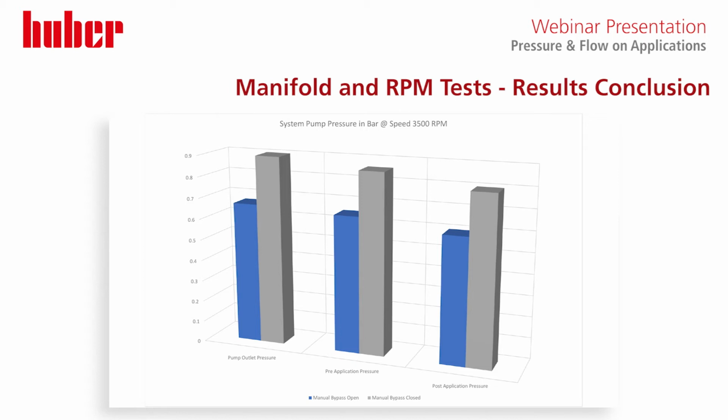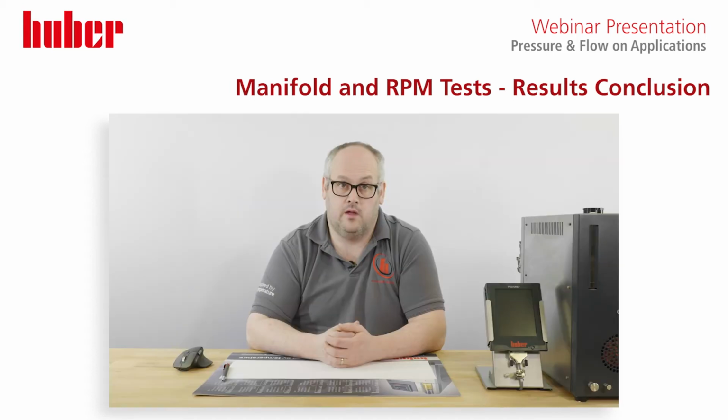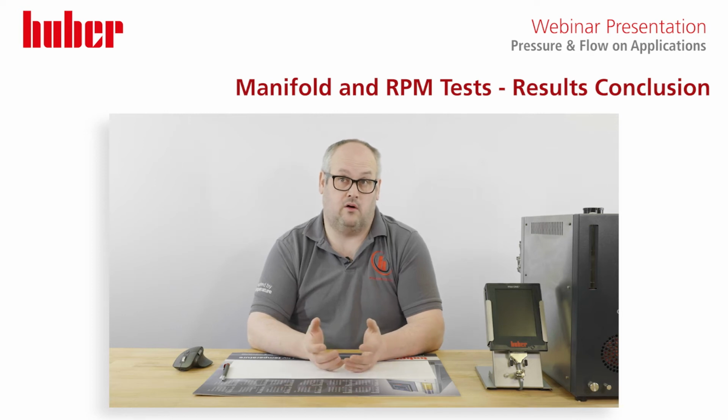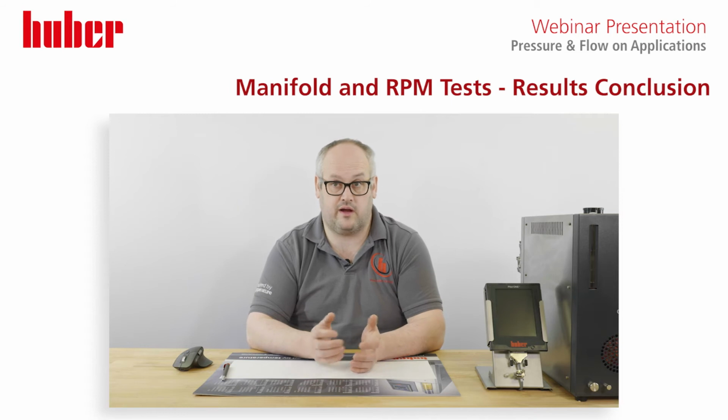So when it's on the pump outlet, because we're running at such a high RPM, the fluid is actually being pushed through the system. So if we open that outlet, we're just seeing roughly a 0.25 bar of a drop. The same can be said for pre-application, and the same trend again at post-application. So we've now looked at all of our data from 1,500 to 3,500 RPM with our different scenarios.